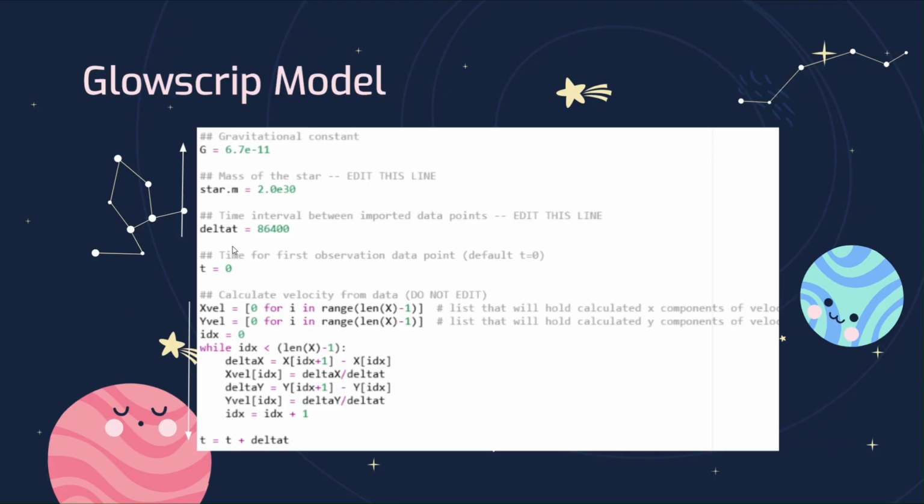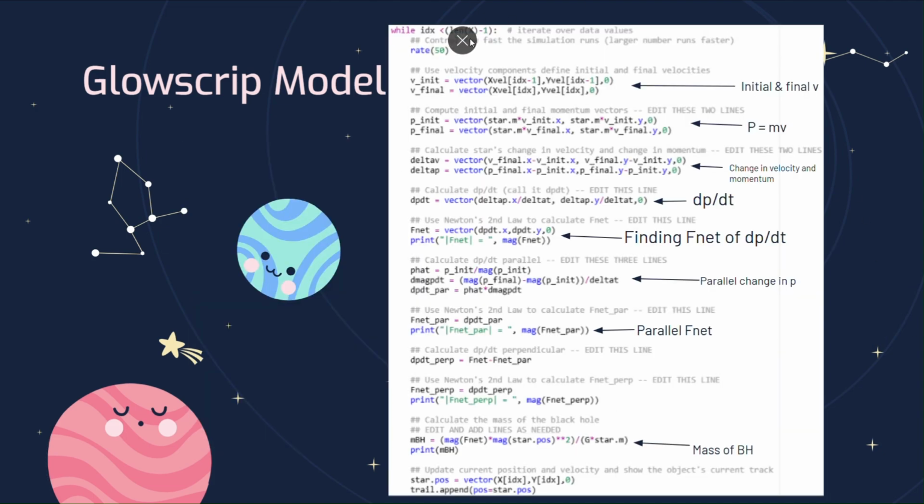Now for the GlowScript model from part 1, we're going to take a look at this. First, looking at the top parts, we have our gravitational constant, the mass of our star, and the delta T. Next, we have our initial and final velocities right here. We have our P equals mv here. We have our change in velocity and momentum calculations here. We have our dp over dt calculation right here, which will be used to find the F net of our dp over dt, which is right here.